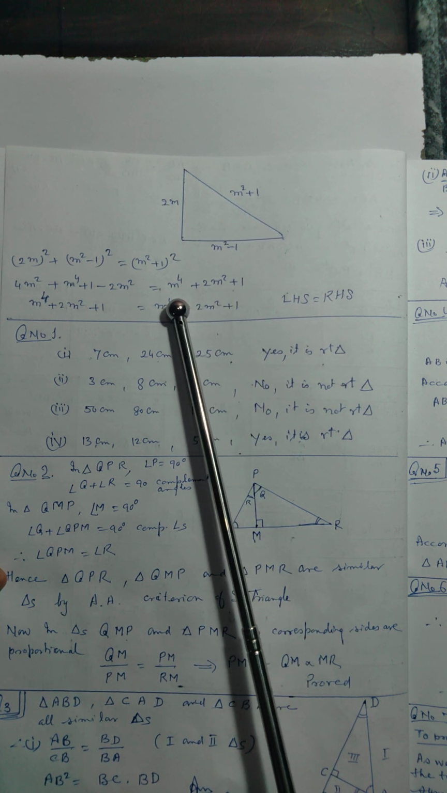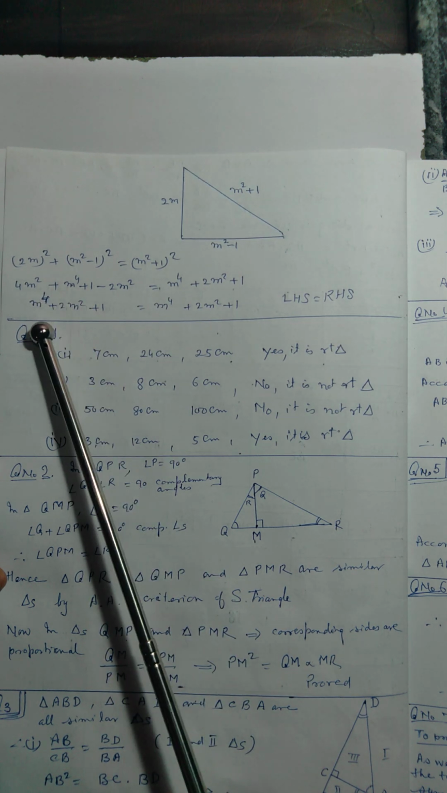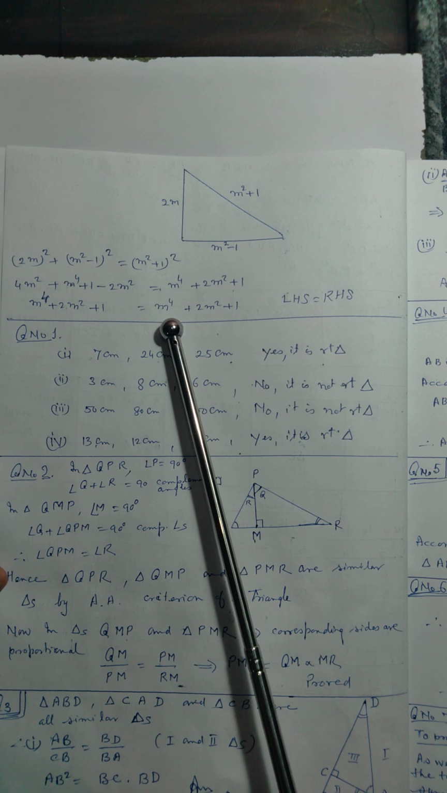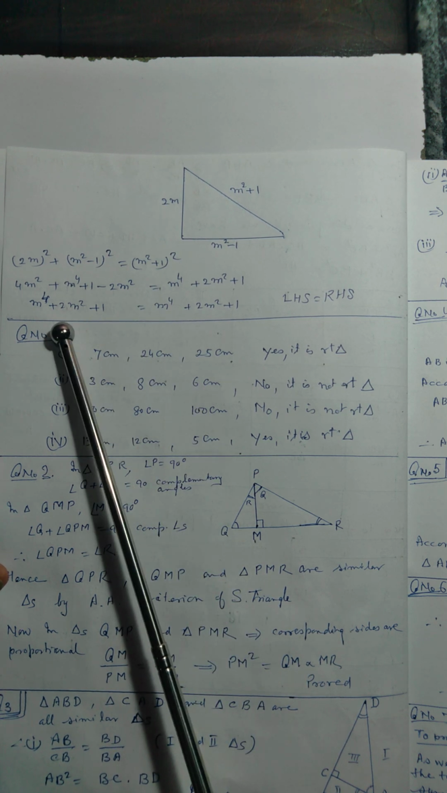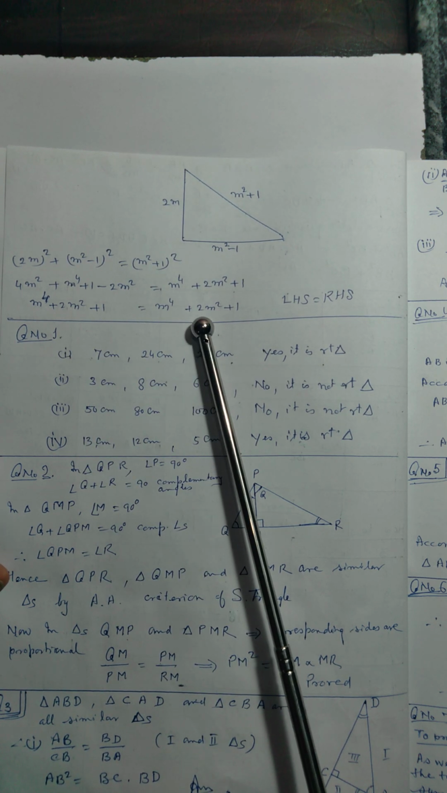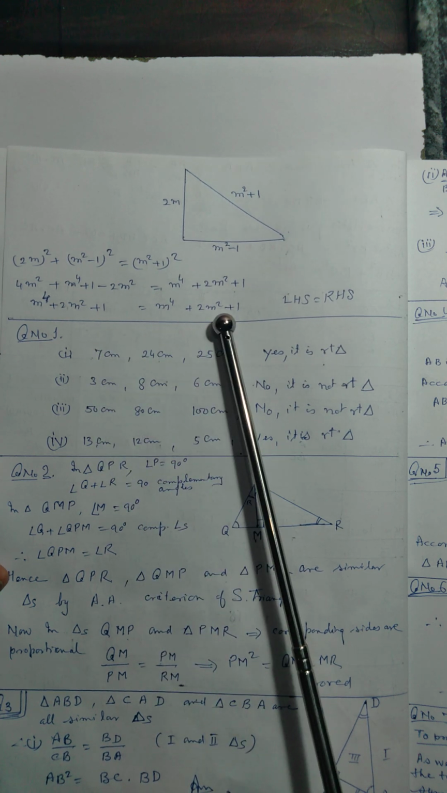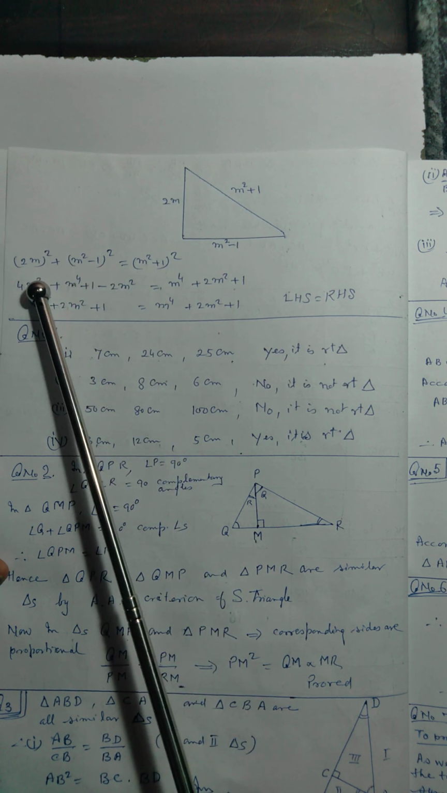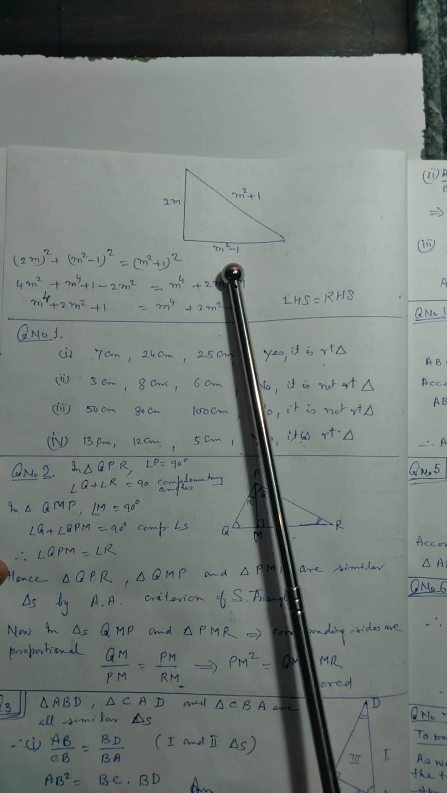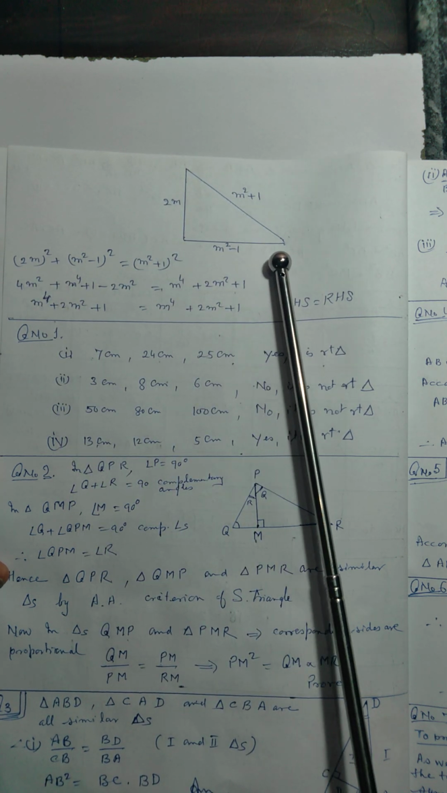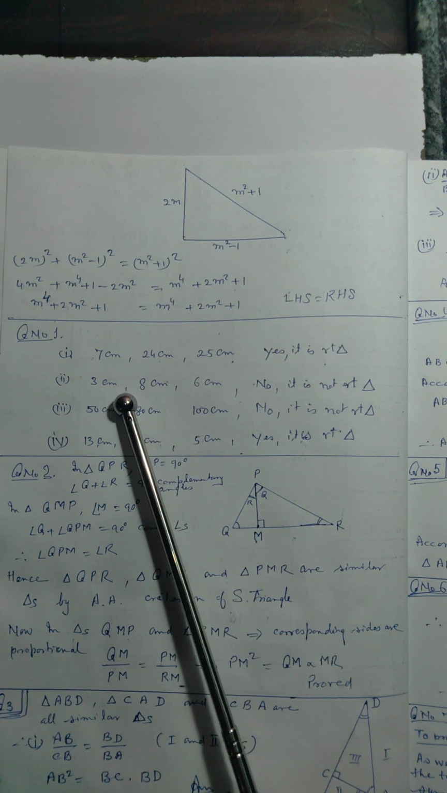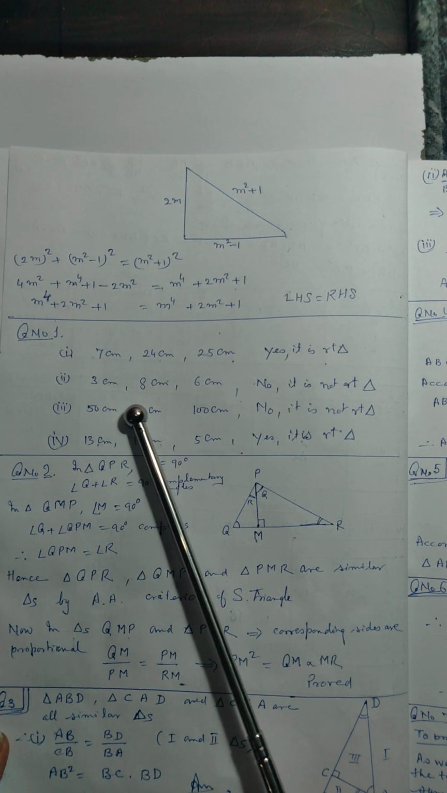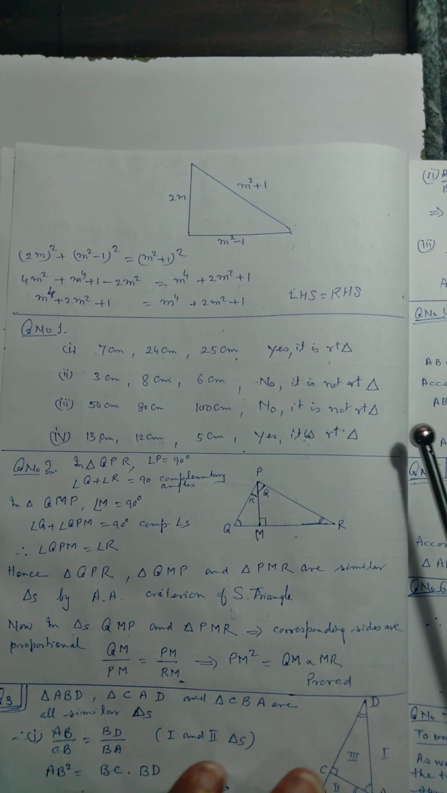Here you see, m raised to power 4 on this side, m raised to power 4 on this side also. 2m square plus 1 plus 1. So left hand side is equal to right hand side. Means one side you have added the square of the legs and that is equal to the square of the hypotenuse. Now question number 1 of this same exercise, proceed.